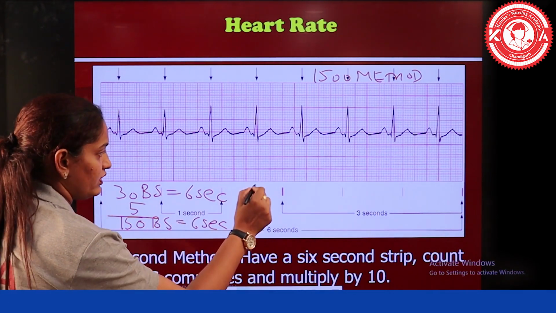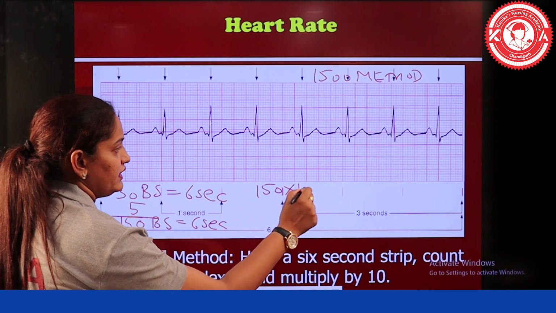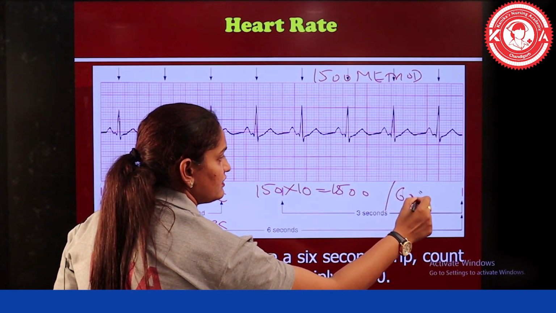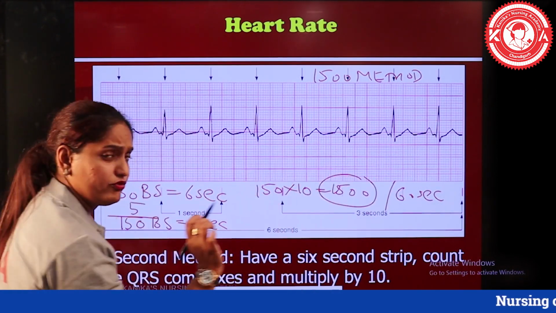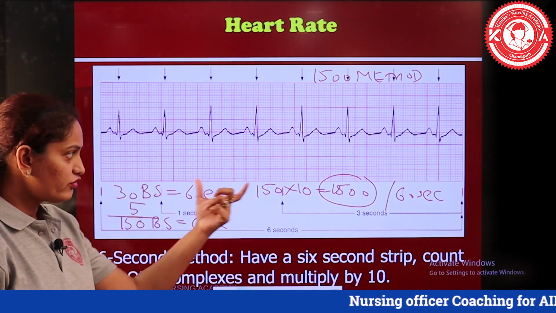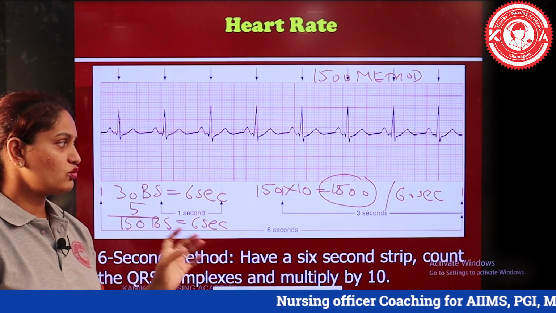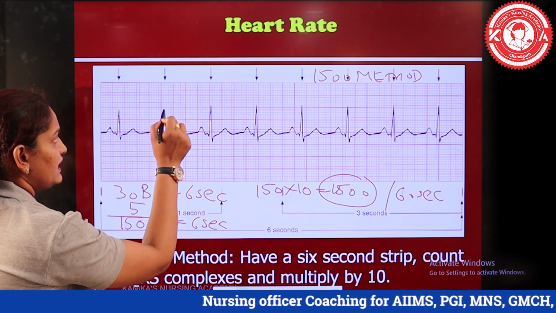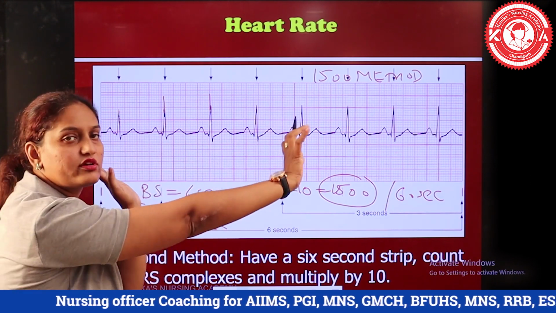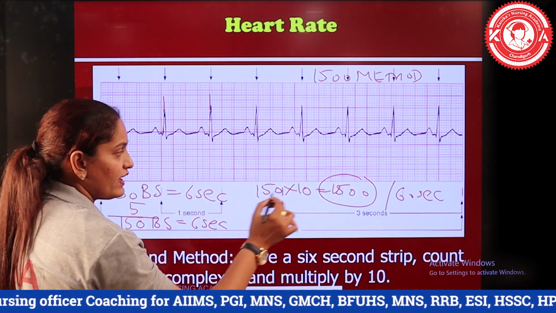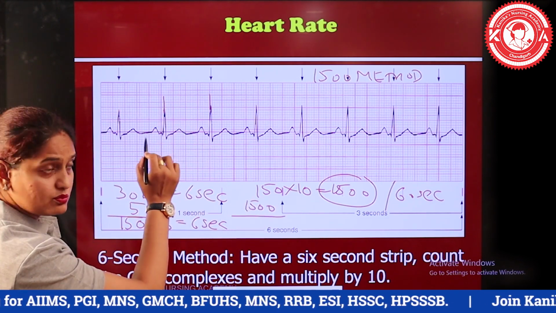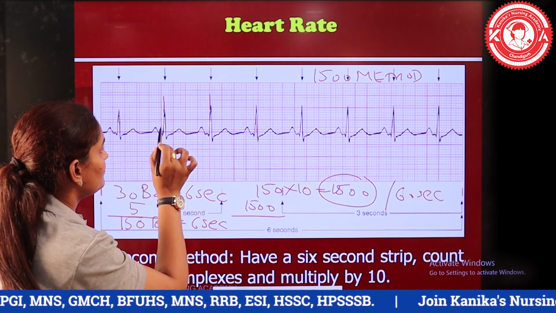So we will multiply 150 by 10 and that will be 1500 in 60 seconds. Now this value has come, 1500. What is next? Because we have calculated this 1500 from the number of small squares within the big square, what we will do is count the number of small squares between any two QRS complexes across this ECG strip, and divide 1500 by that number. Let us see how many small squares are in these 2 QRS complexes.